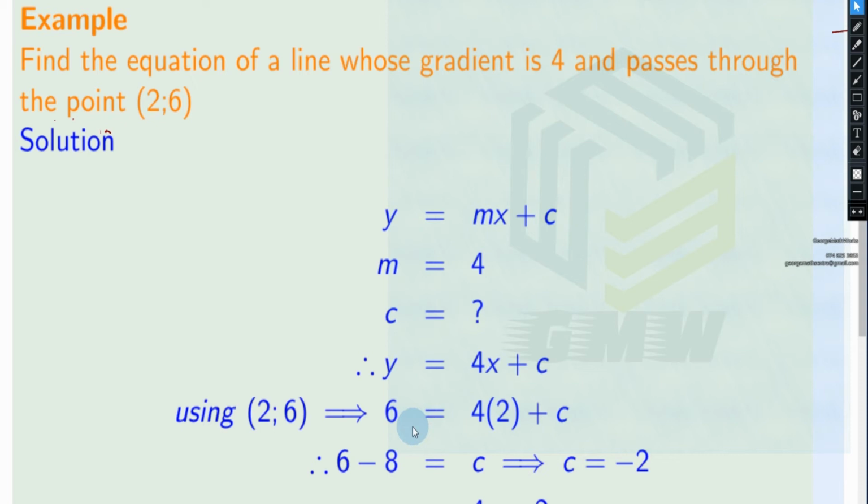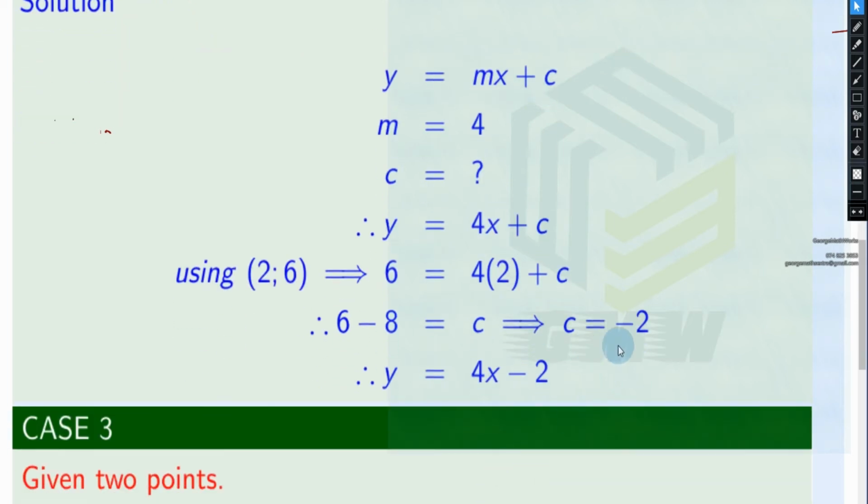If the point lies on the line, it satisfies the line. Now, from this, you are doing algebra to make c the subject of the formula. 6 is equal to 8 plus c. So 6 minus 8 is equal to c, which means that c is equal to minus 2. In the end, y is equal to 4x minus 2.